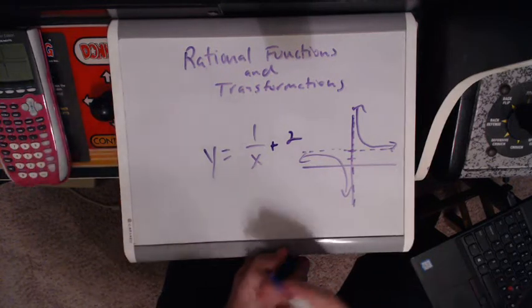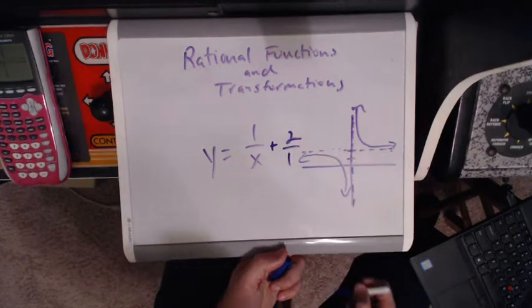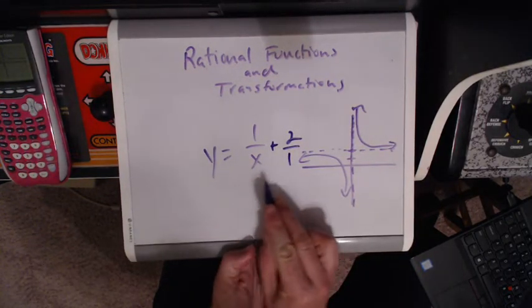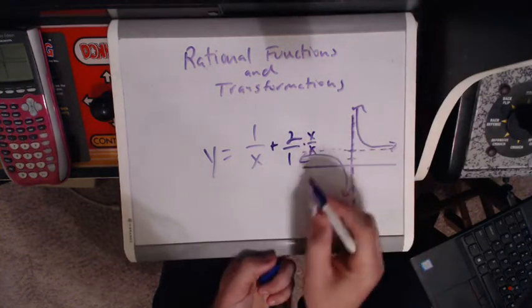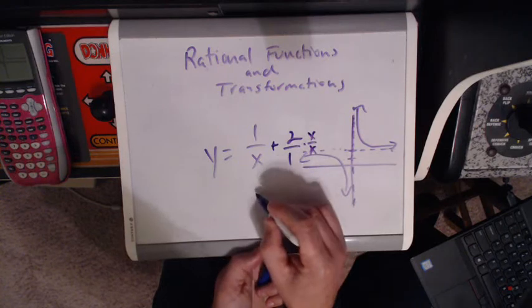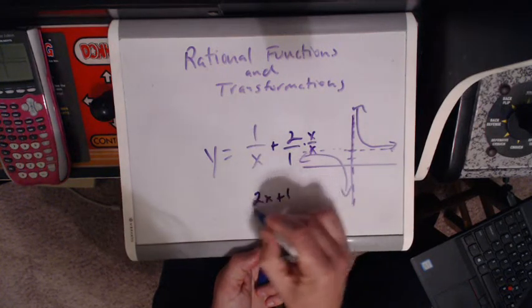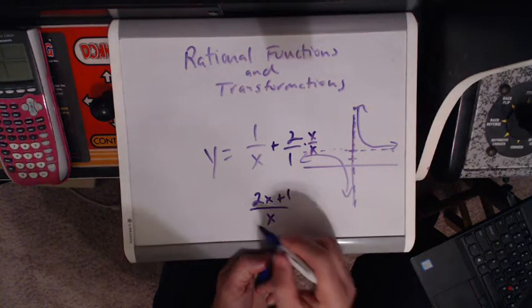Now, if you want to think about it in the way we've been talking about it, if you put this 2 over 1, what would be the common denominator between this x and the 1? Well, it'd be x. And if you gave this 2 an x over x, here's what you get. You'd have 2x plus 1, all over x. Now let's take a look at this function right here, (2x plus 1) over x, okay?